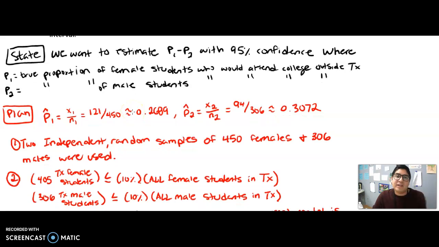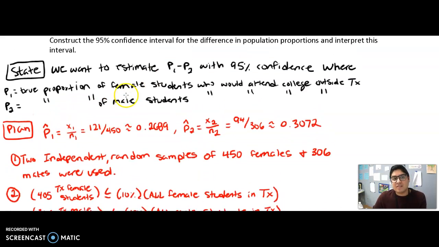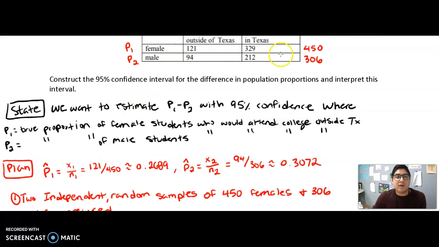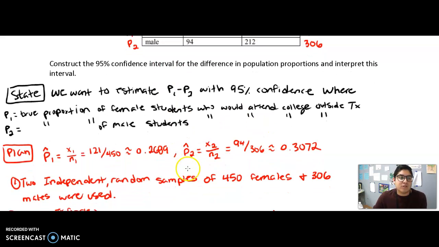Now, let's look at our plan. We need to verify the conditions, and we need to name the test, assuming the conditions are met. In my plan here, my sample proportion p hat 1 would be the successes of group 1 over the total, so 121 out of 450. P hat 2 would be the successes out of the total sample for the male group, 94 out of 306. So I get this difference of proportions here.